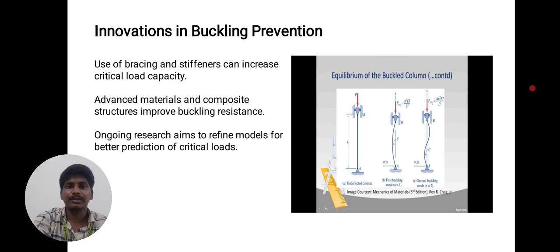Innovations in buckling prevention. Use of bracing and stiffeners can increase critical load capacity. Advanced materials and composite structures improve buckling resistance. Ongoing research aims to refine models for better predictions of critical loads.